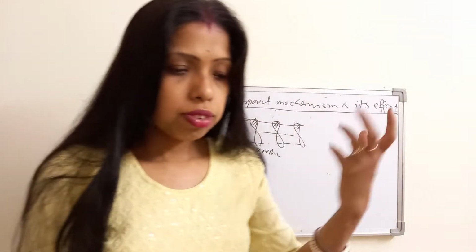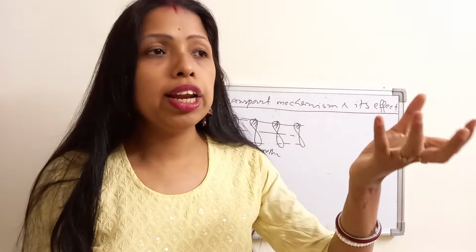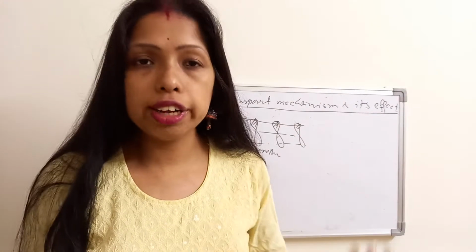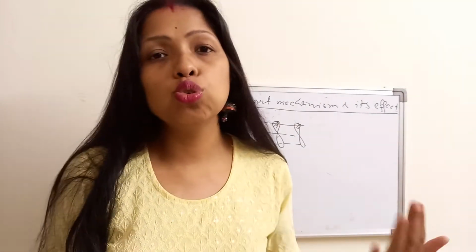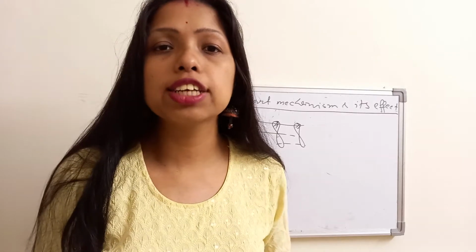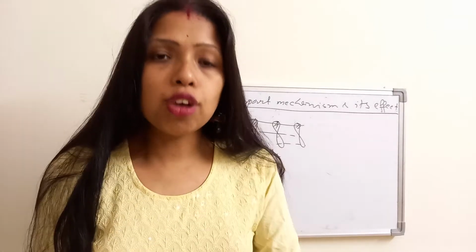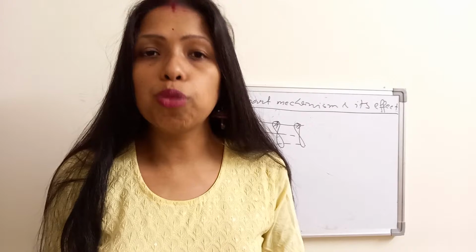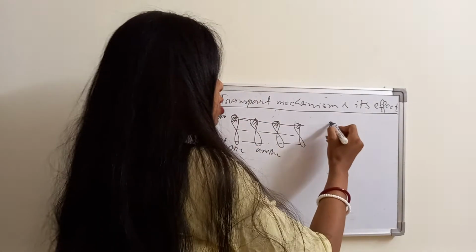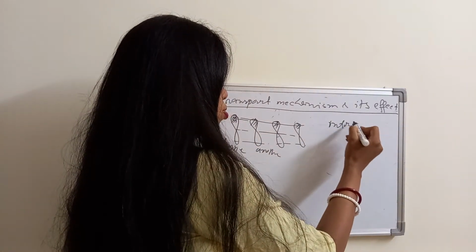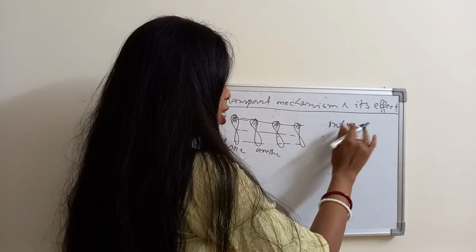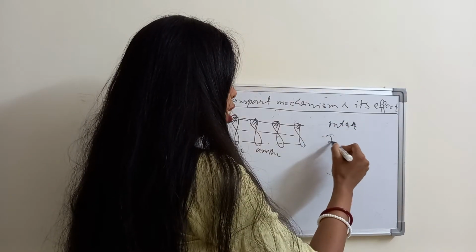Now, in any kind of device, there are two interactions: one is the intermolecular interaction, another is the intramolecular interaction. Intramolecular interaction means one electron can move from one location to another location within one molecule. That is the intra, and this is the inter.